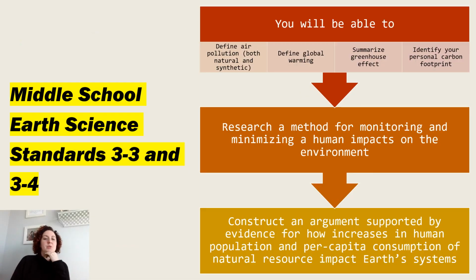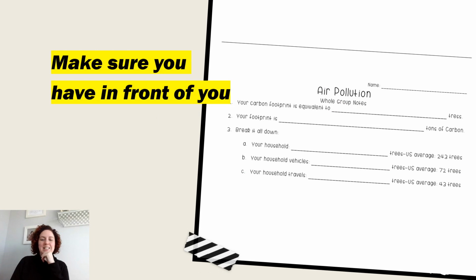So, middle school Earth Science Standards 3-3 and 3-4: basically, you're going to be able to define what air pollution is, both natural and synthetic. You'll also be able to define global warming, summarize what the greenhouse effect is, and one more that I can't see because right now my screen's over it, but yes, you'll be able to do it. So make sure you for sure have your whole group notes in front of you.